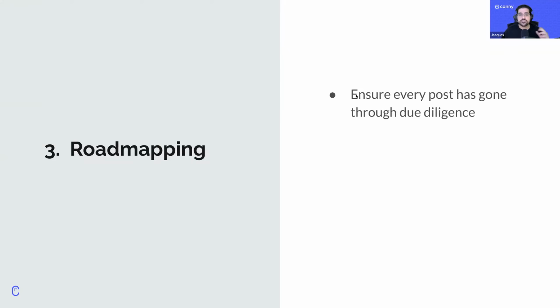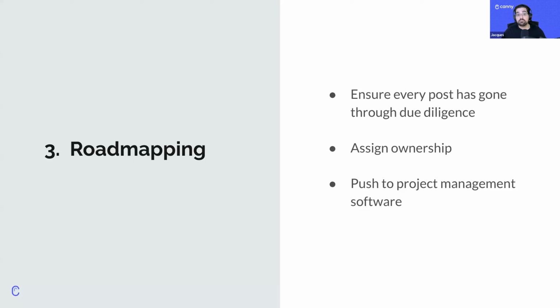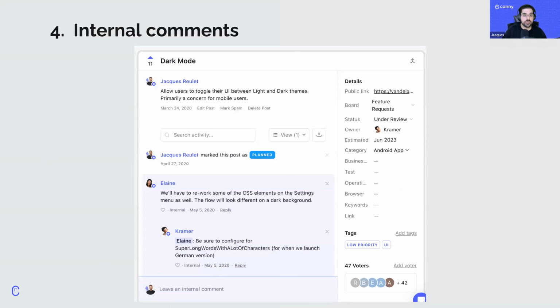Let's go ahead and see. So every post goes through its due diligence. Every department gets to have a say in the post and gets to contribute and say, yes, I've done my part for this post, here you go. And then you can assign ownership very quickly from that roadmap. So we've touched on the importance of assigning ownership, having someone who's responsible for getting that over the line and pushing it out to project management software so that it's linked up with the Canny post.